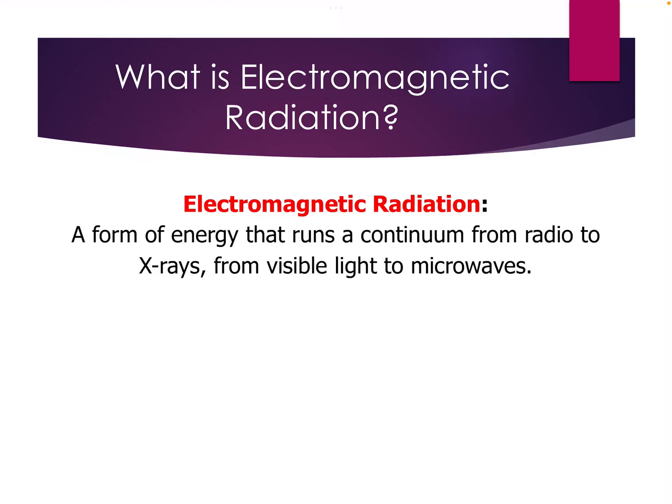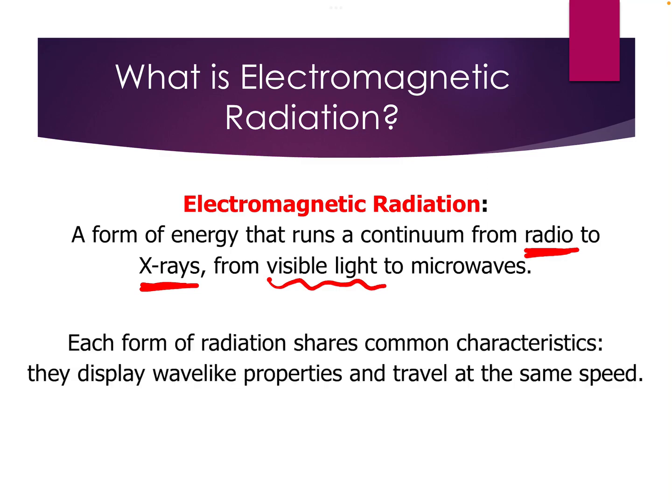Okay, so what is it? What's our definition? Electromagnetic radiation is a form of energy that runs a continuum all the way from radio waves, which are really, really long, to X-rays, which are pretty small. That's also got visible light in there, and microwaves, which is not the contraption that you use to heat up your food, but those waves that are being emitted from that microwave. But lots of different forms of energy.